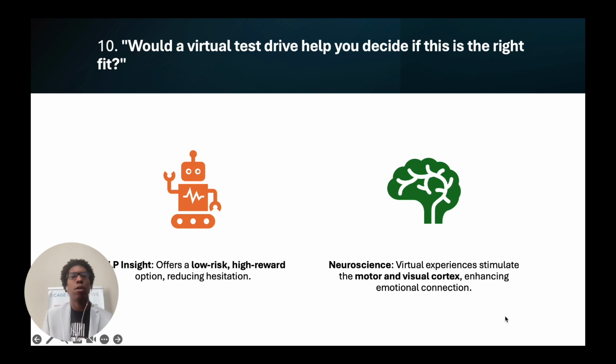Number 10: would a virtual test drive help you decide if this is the right fit? Very similar to the earlier one about a walk around, but this one is, I'm going to bring you in the car with me. Somebody asked recently on a call, how do you do a virtual test drive? There are different ways. You can get tools. There's a little magnet you can put on the dash, and you can plug that in with your phone, and you can literally take a drive and let the customer feel as if they're in the car with you.